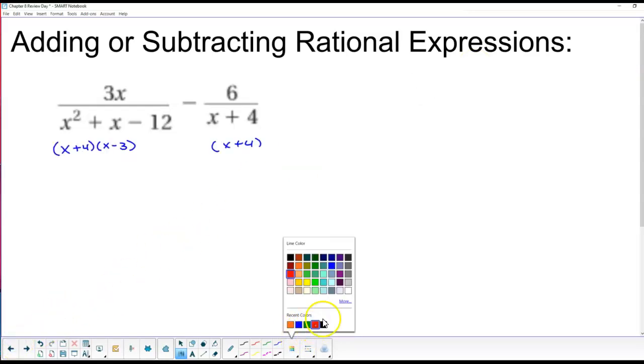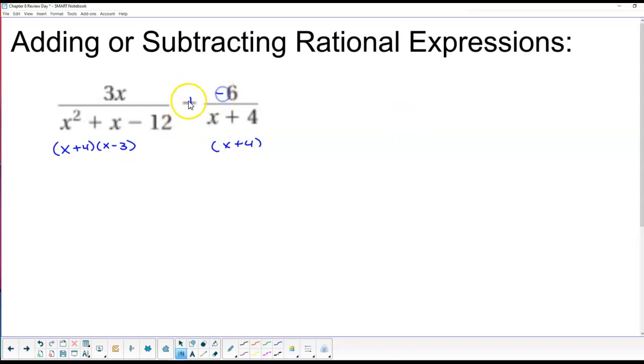All right, so what do we do? Well, our rule with adding or subtracting expressions is we need a common denominator. What I usually do, I don't love subtraction, so I'm going to turn this into adding the opposite. The reason why I do that is so I don't ever misplace this negative here. So change that to adding -6.